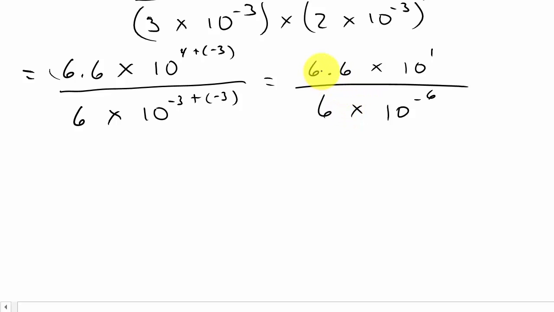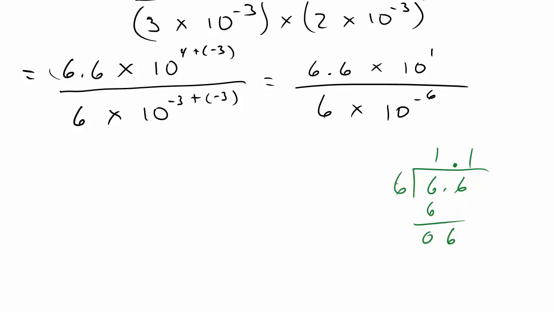Well, I can come over to the side. Hopefully you can see that's just going to be 1.1. But for those of you that can't, we'll divide it. So that's 1. Bring the 1 up. 1 times 6 is 6. 0, 6. 6 goes into 6 one time. There's your 1.1. So that's 1.1 when I divide it.